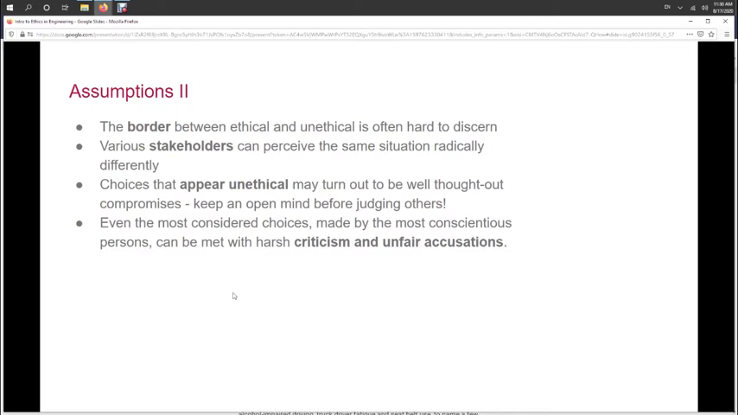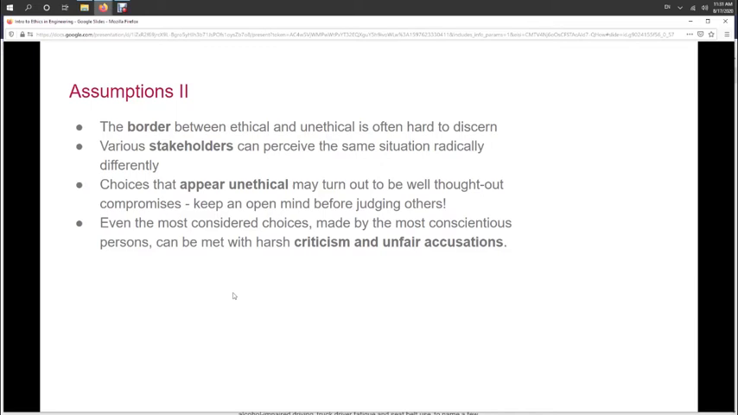The second set of assumptions: the border between ethical and unethical is often hard to discern, and that's why we talk about it, to gain more confidence in talking about these gray areas. Various stakeholders can perceive the same situation radically differently. Choices that appear unethical may turn out to be well thought out compromises, so keep an open mind before judging others. You get to see that in the truck example.